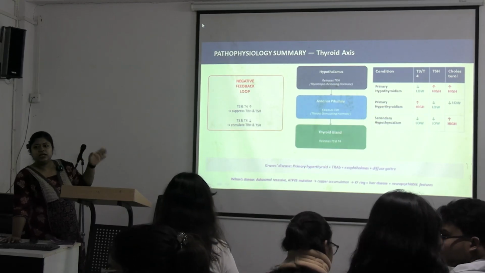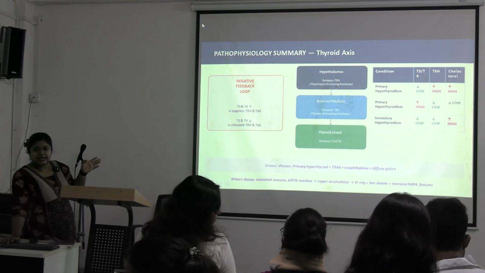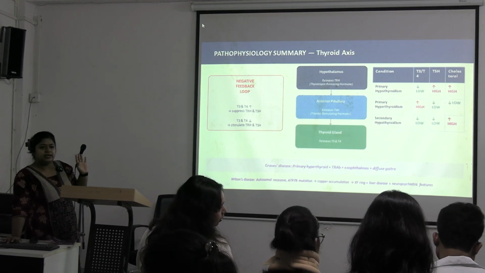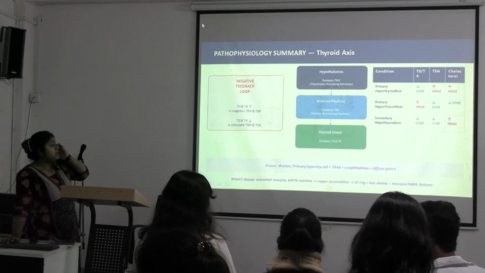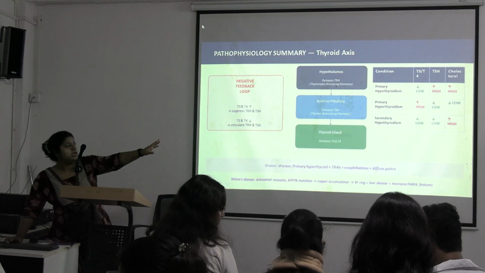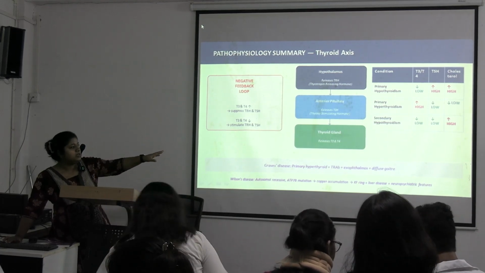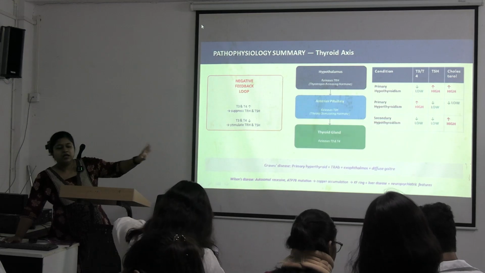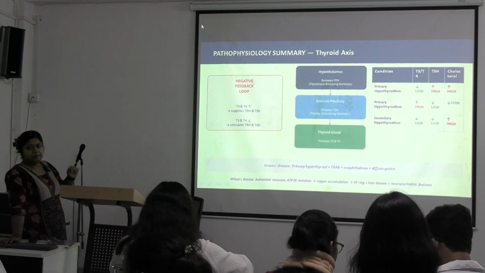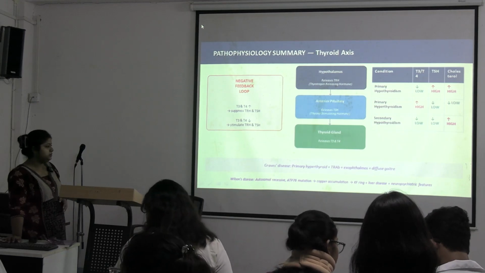This is the thyroid axis. The hypothalamus releases TRH, which stimulates the anterior pituitary to release TSH, which further stimulates the thyroid gland to release T3 and T4. So in primary hypothyroidism, we will see low T3, T4, high TSH and cholesterol will be high. In primary hyperthyroidism, T3, T4 will be high, whereas TSH will be low, and cholesterol will be low. In secondary disorders, both the parameters will go in the same direction.